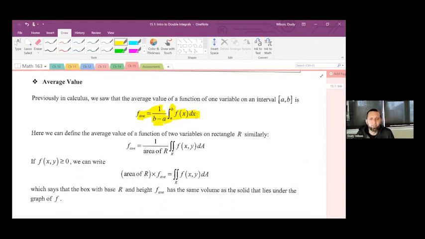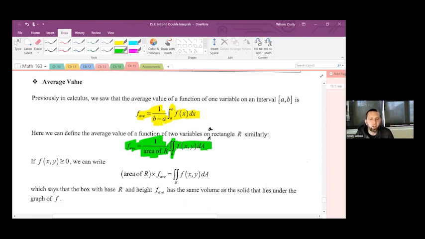Here we can define the average value of a function of two variables on a rectangle R similarly. So here we would say the average value of our function would be equal to 1 over the area of the region times the double integral over the region R of f of x y dA.